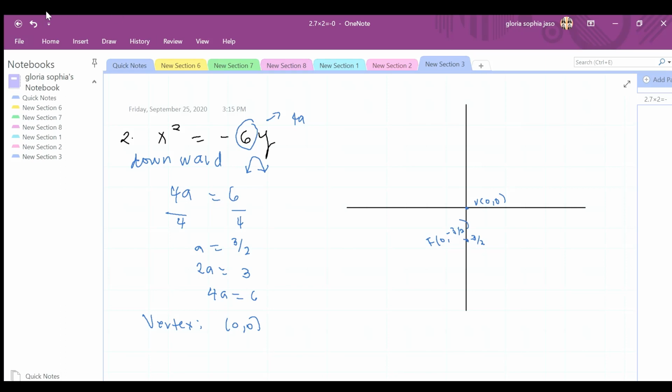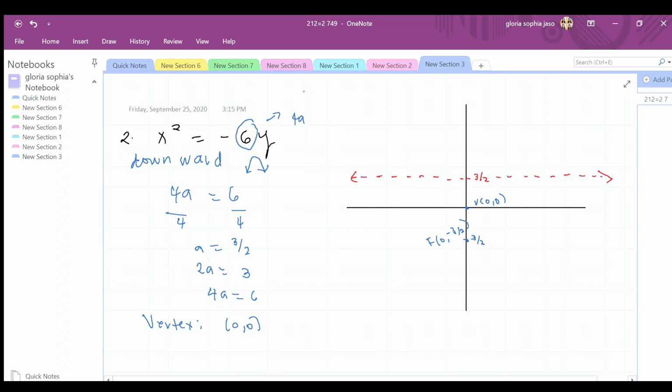Okay, and for our directrix, we will move 3 over 2 units upward. So that's 1.5. So let's draw our imaginary line. Remember, class, a directrix is just an imaginary line. It is not included in the points that belong to our parabola.